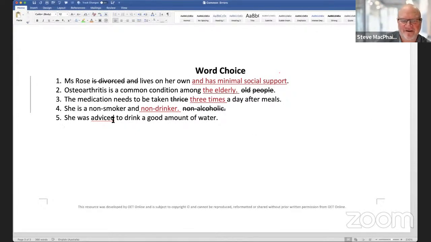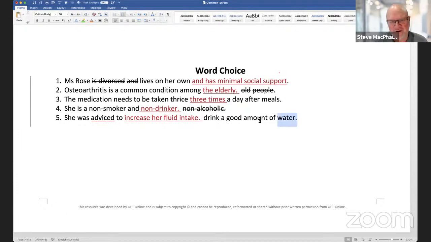All right, last one. She was advised to drink a good amount of water. This is a spelling error. And this is a bit informal, a good amount. That's more like spoken English. Good job, Caddy. I would definitely use that: she was advised to increase her fluid intake. So you need to sound like a health professional.